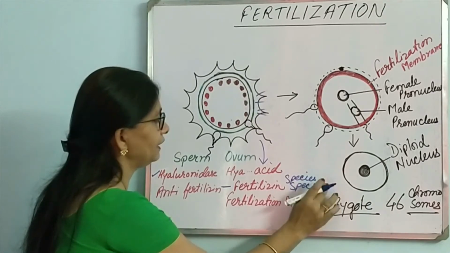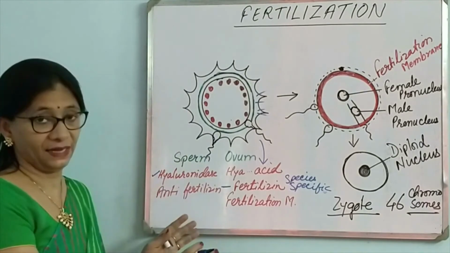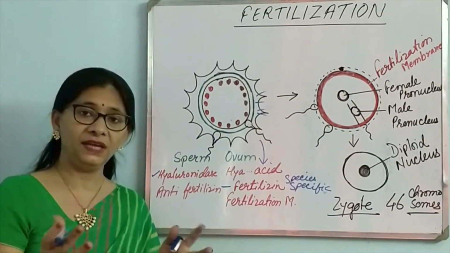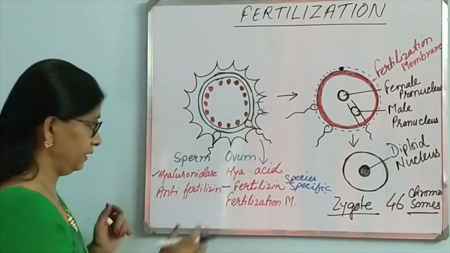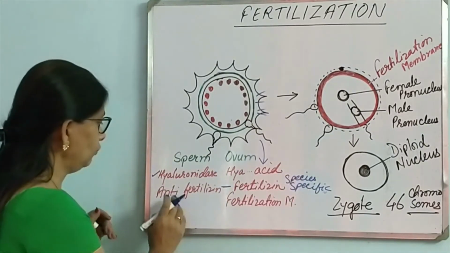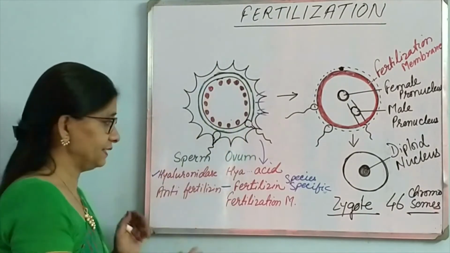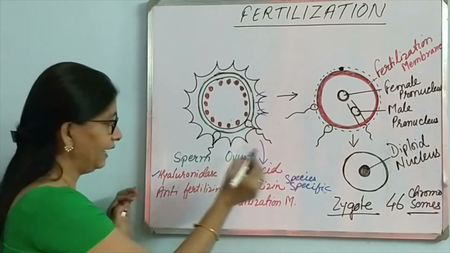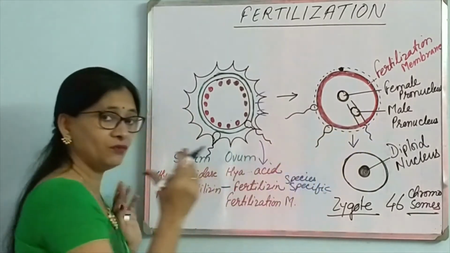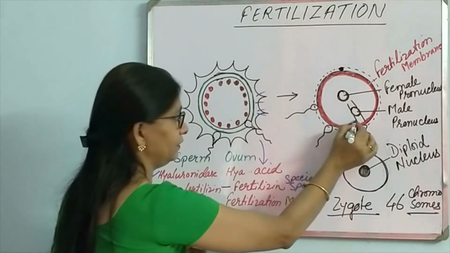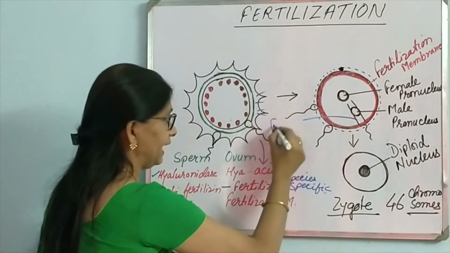That means a monkey's sperm will not be able to fertilize a human egg. Species specific. Only monkey, homo sapiens, cat, dog, that way. So antifertilizin is in sperm and fertilizin is in the egg cell. So they will unite, and with this union there will be a path created. There will be a fertilization path created. This path along which the male nucleus will travel is known as the fertilization path.